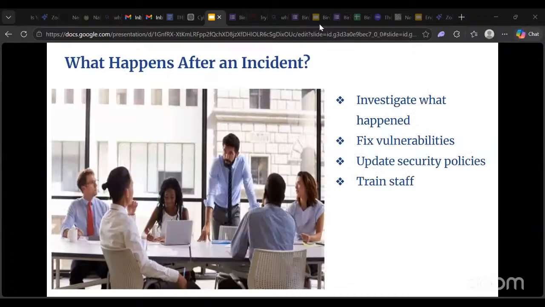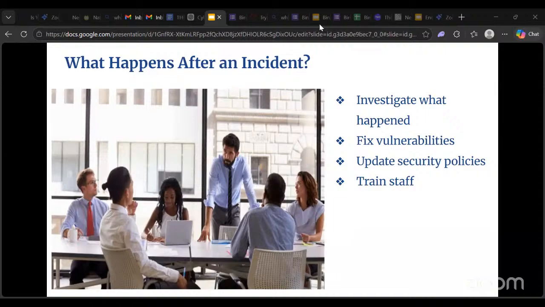Now, what happens after an incident? We investigate what has happened. What has happened? How did it happen? You can just ask the question: was there a compromised staff in our midst, or was there a person that clicked on a malicious link that he was not supposed to click on? Then the next thing is to fix the vulnerability. After finding out what has happened, then we update security policies.